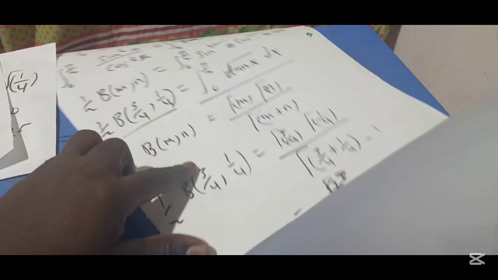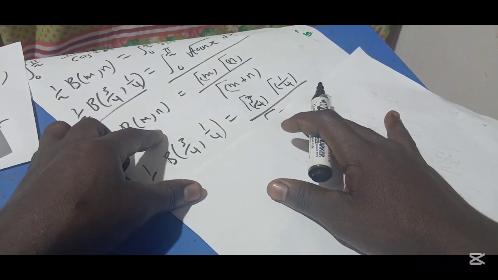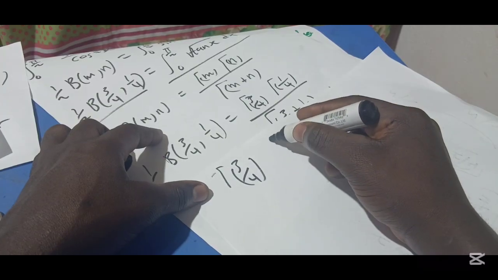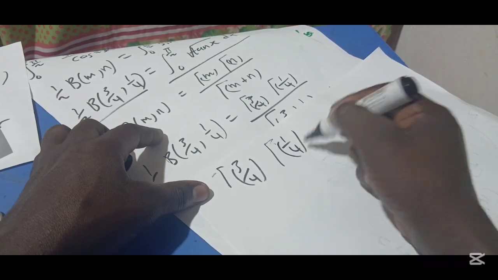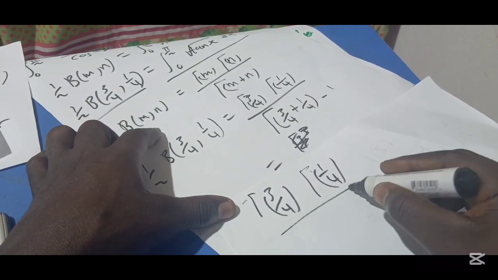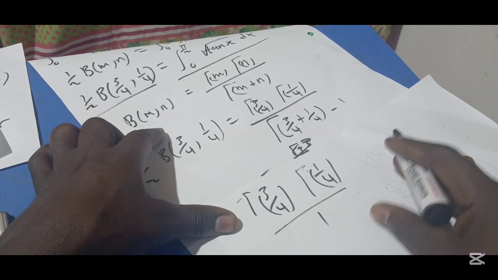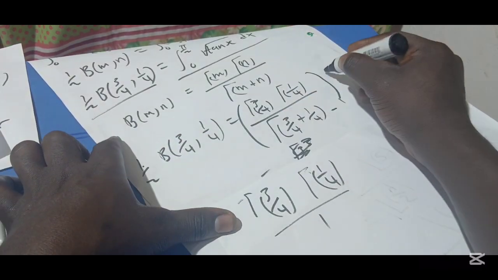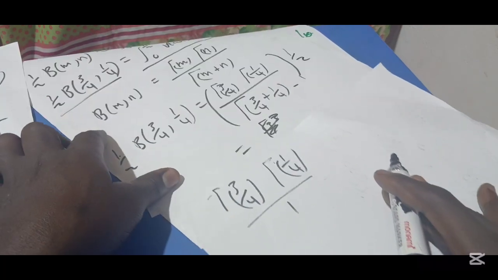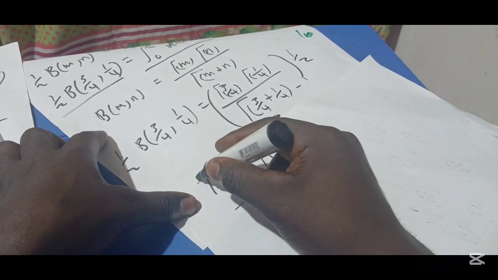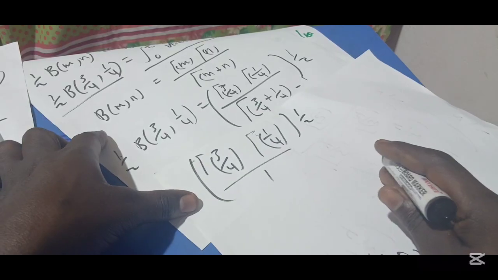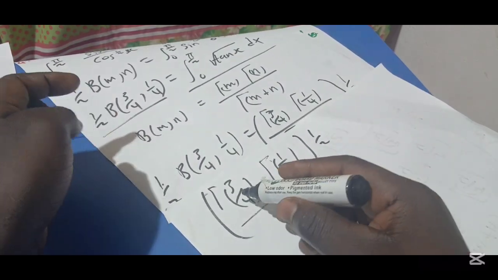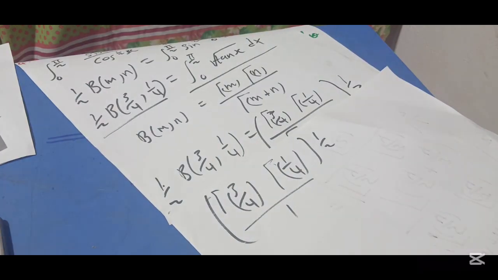So gamma 3 on 4, gamma 1 on 4, all on 1, which is the same as that. But don't forget that we have a half here. This is somehow confusing, so don't forget it. So our half is still there now. So now we are going to solve for gamma 3 on 4, gamma 1 on 4.